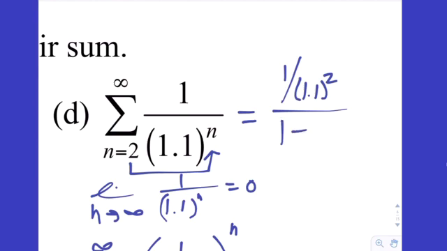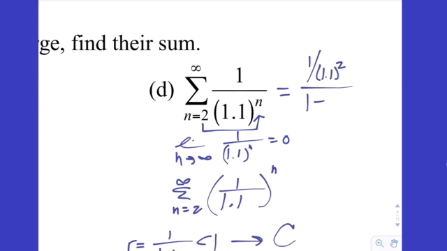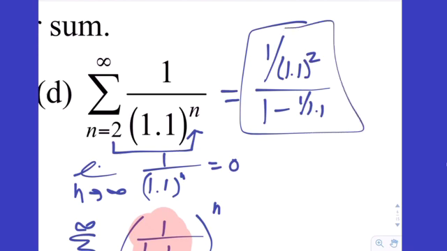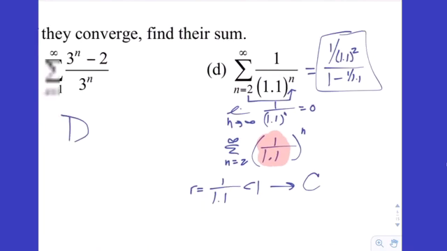1 minus, what is the ratio? What is r? Is the ratio 1.1? No. That's why it's important to write it in this form, r to the n. So the ratio itself is 1 over 1.1. And that's the exact answer. Okay? If you had a calculator, you could type it in, or maybe even just call 1.1 as 11/10, and then you can maybe get the answer a little bit more quickly.